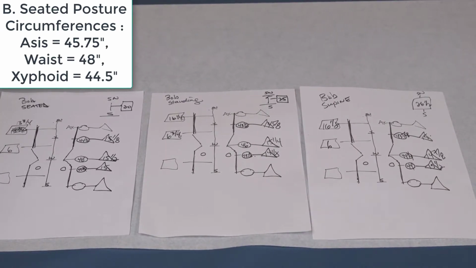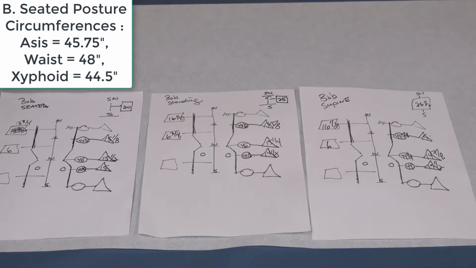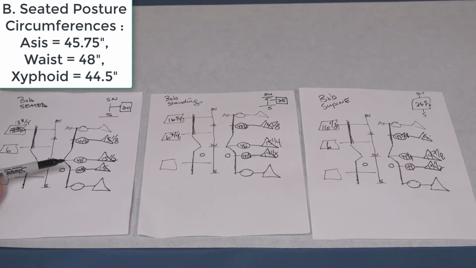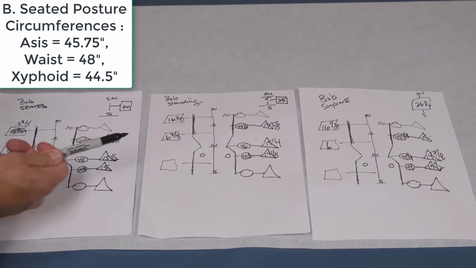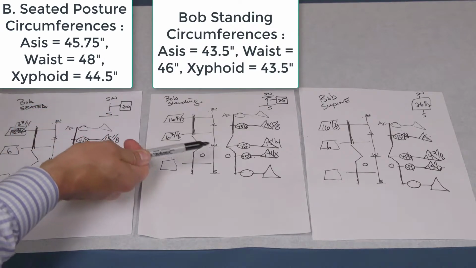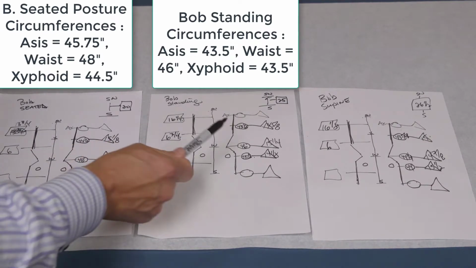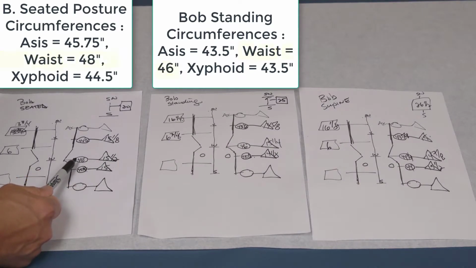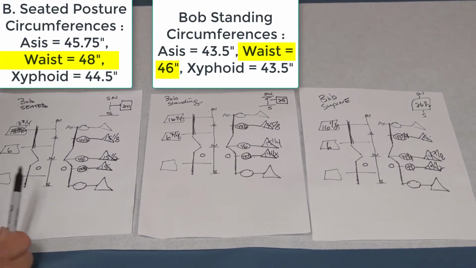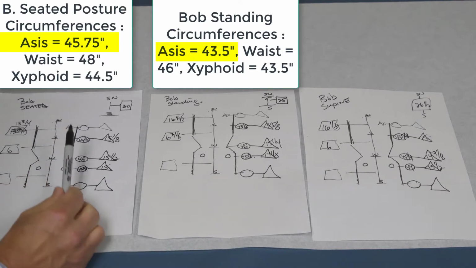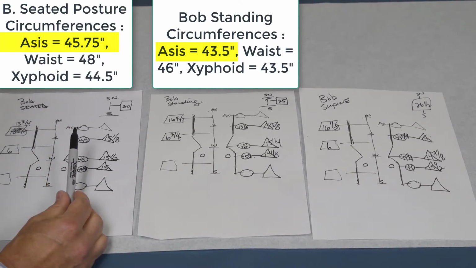Okay, let's compare just those three numbers to what Bob is when he stood. So he's 45 3/4 when he sits at his ASIS. Over here we have Bob standing. He is 43.5 at his ASIS when he's standing. At his waist, he's 46, and if you compare that to his waist when he sits, that's 48. So that's a 2-inch difference right there. It is a 2.25-inch difference at the ASIS. His xiphoid is a little less of a difference, but it's still a difference.